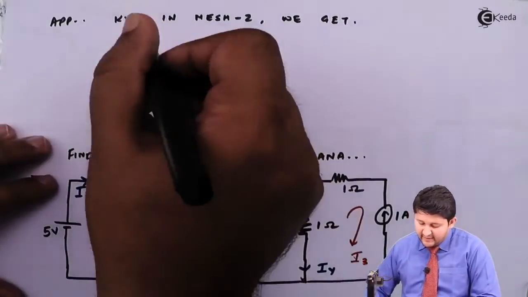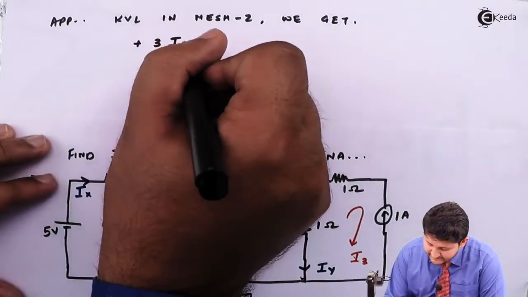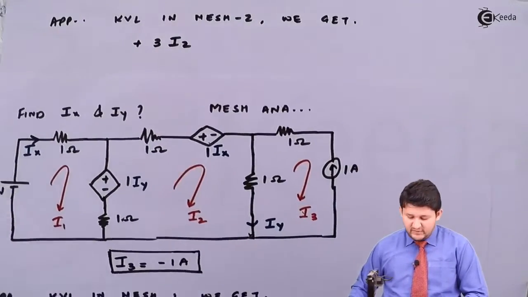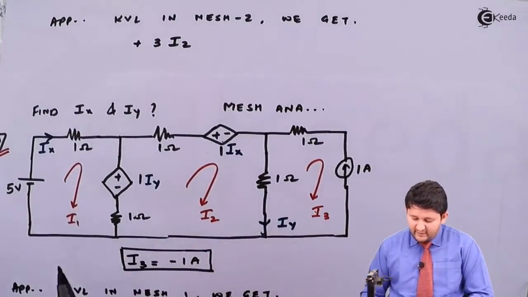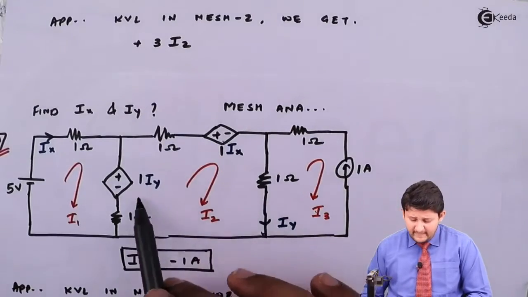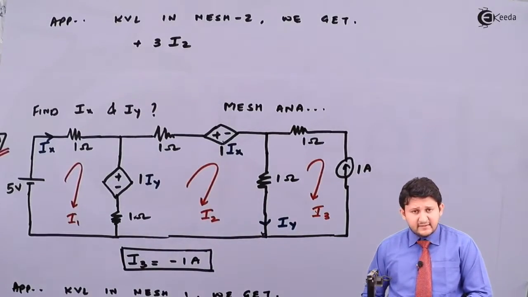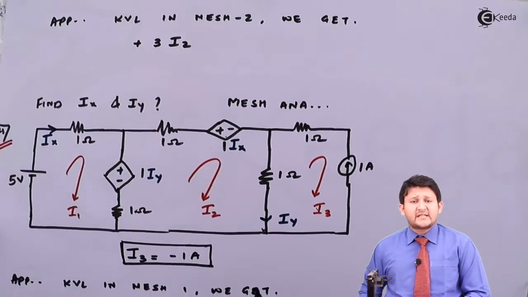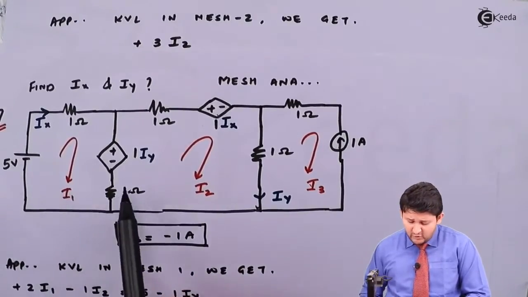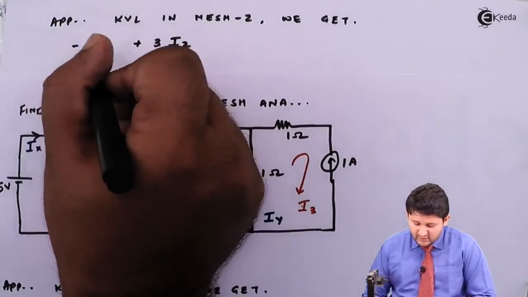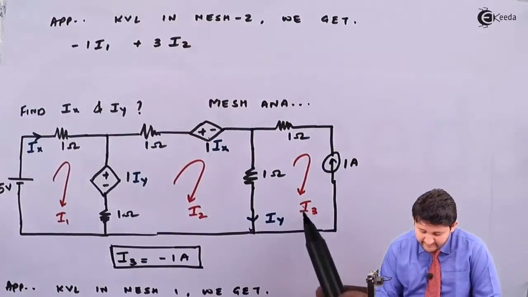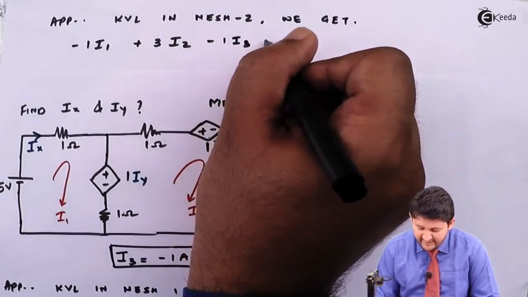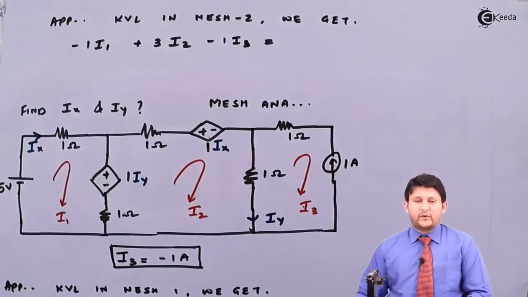So you'll be writing plus 3I2. Let's do it for this circuit. In these resistances, apart from I2, which other current is flowing? Just observe it carefully. You will say I1 is flowing in the 1 ohm, so treat as negative 1 I1. You will say I3 is flowing in the 1 ohm, so you need to treat it as negative 1 I3. Any other current? No, so write equal.